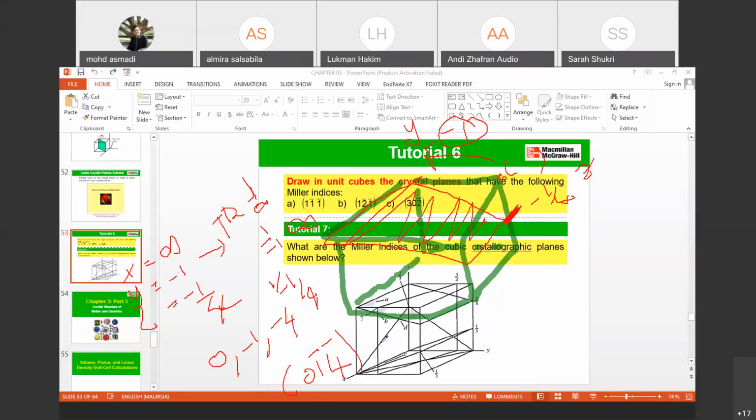So please define the new origin. If you make the new origin here, it is impossible, because the plane is going to cross your origin. So we will discuss more next week.